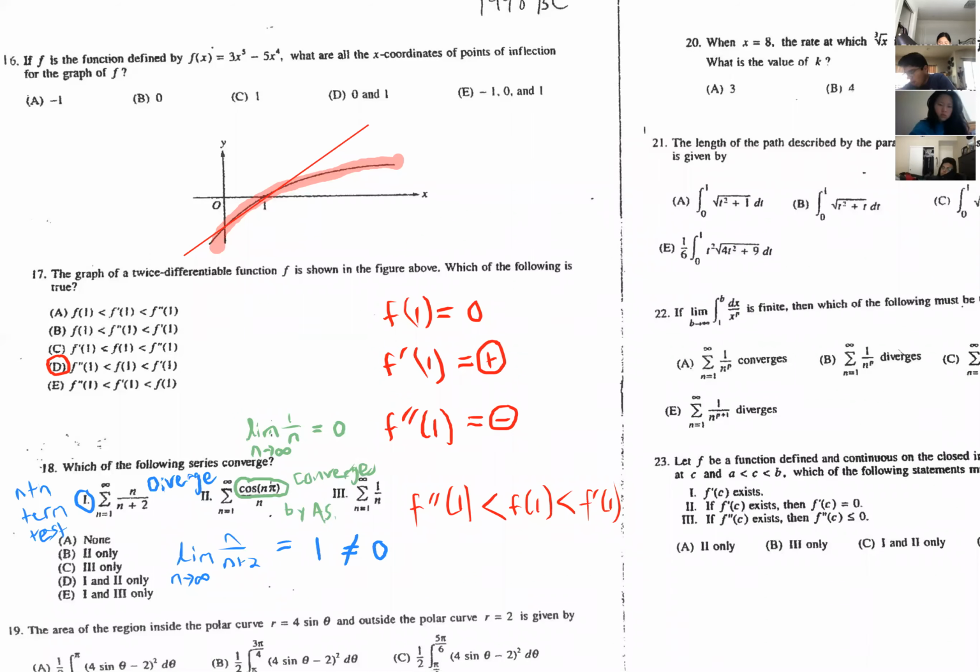So there, I would say almost half of the stuff we learned on series you do need to know for the AP test, according to what they said about a week ago. So alternating series test was one of the tests you do need to know. So it converges by alternating series test. And then 3 is harmonic, so that one diverges.